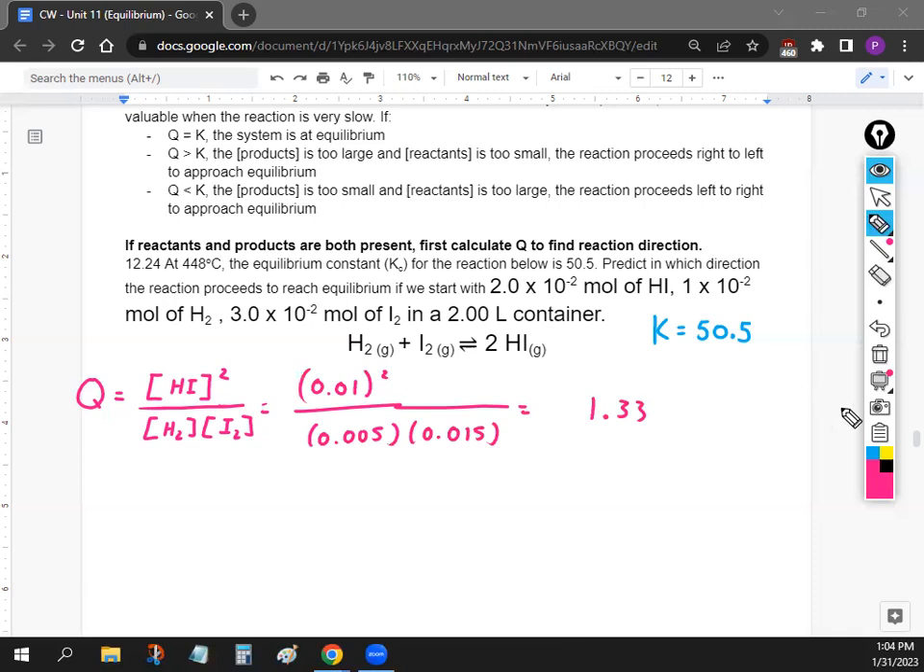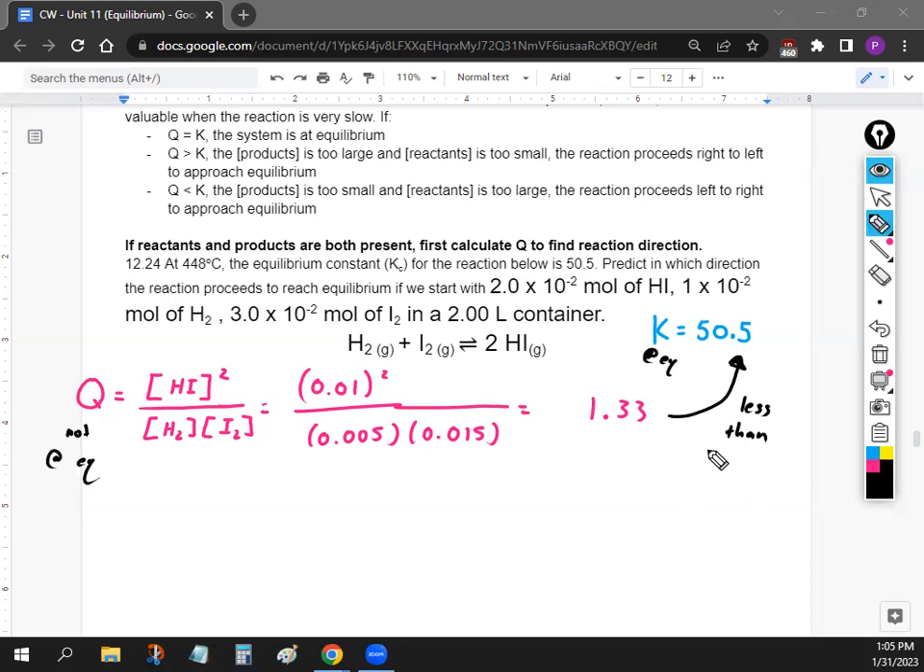All right, so now we have our value for Q, and this is not at equilibrium, right? K is at equilibrium. What's going to happen is the system wants to get to K. It's going to make either product or reactant so that the ratio gets to where K is. Now, if you take a look at this, our Q is obviously less than the K, right?